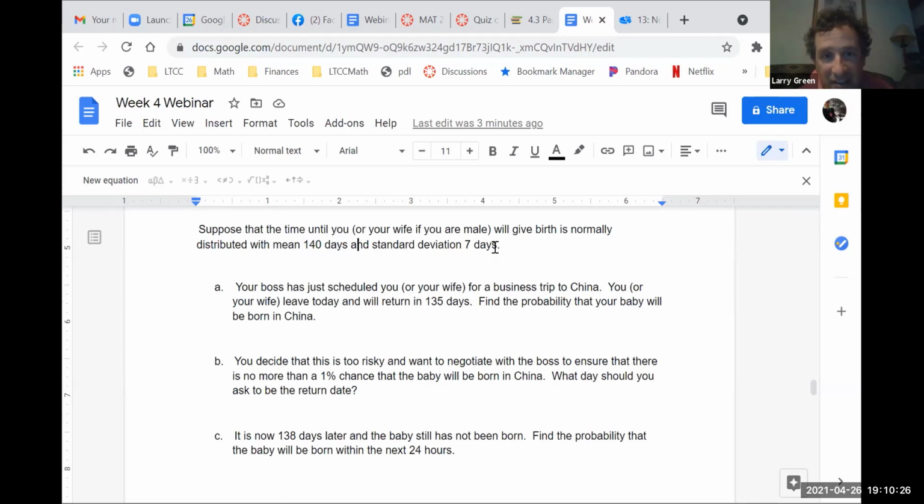Okay, and the standard deviation is 7 days, which is interesting. A week is actually right. I looked this up. A week is the standard deviation for a delivery, given there are no C-sections, given everything's natural. Okay, now comes the interesting, fun part.